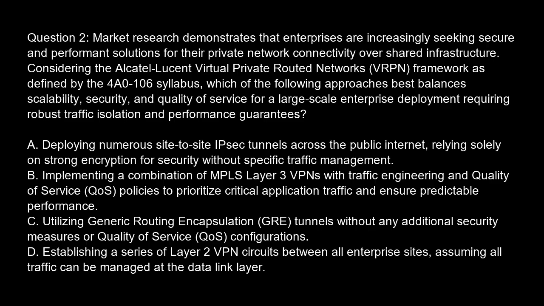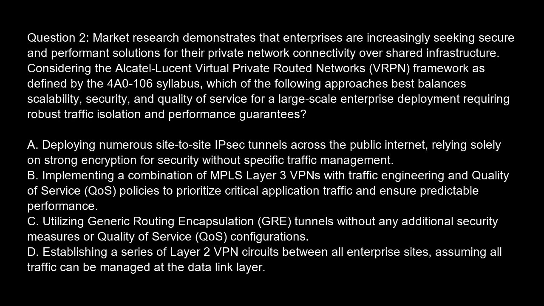Option A. Deploying numerous site-to-site IPsec tunnels across the public internet, relying solely on strong encryption for security without specific traffic management. Option B. Implementing a combination of MPLS Layer 3 VPNs with traffic engineering and quality of service (QoS) policies to prioritize critical application traffic and ensure predictable performance.